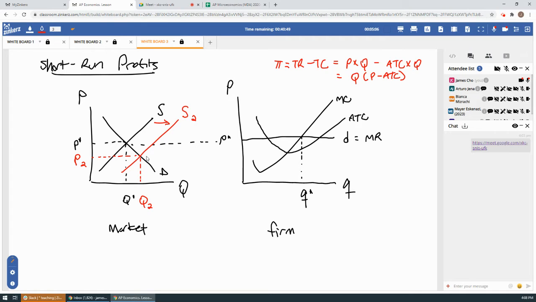Same story as before, though. If that's the new market price, it must be the brand new firm price as well. And that's going to show us a perfectly elastic, perfectly horizontal little d2, little mr2.